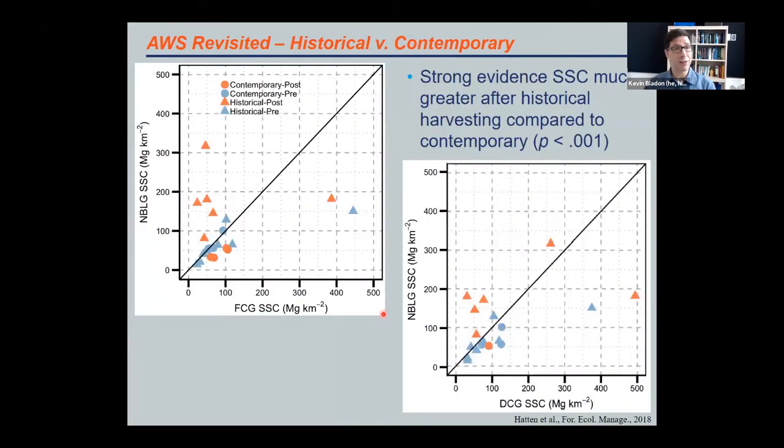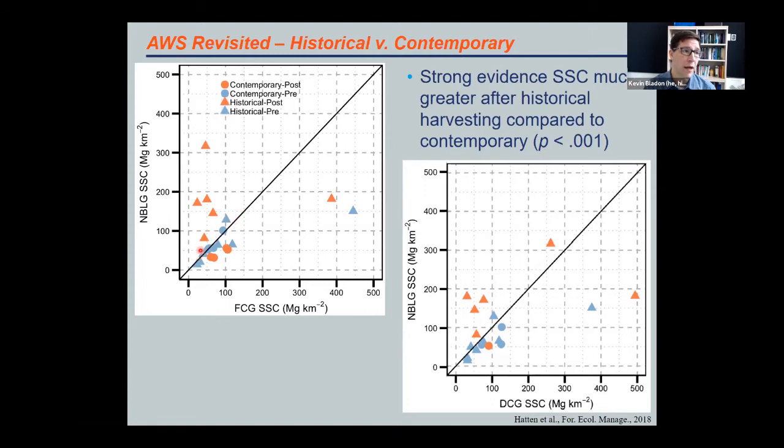And the advantage of this study is that we have that historical data. We can go back and look over our shoulder. And that's what this figure is showing. On the x-axis here is Flynn Creek, the reference. Here is Deer Creek, the other watershed, which was partially cut. And then the y-axis on both of these figures is Needle Branch. The triangles here are that historical 1960s study. The blue triangles here are the pre-period, and then the orange are the post-period.